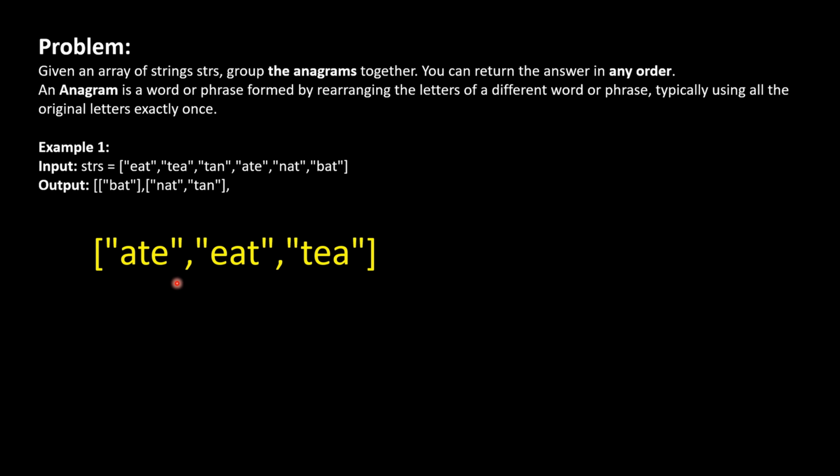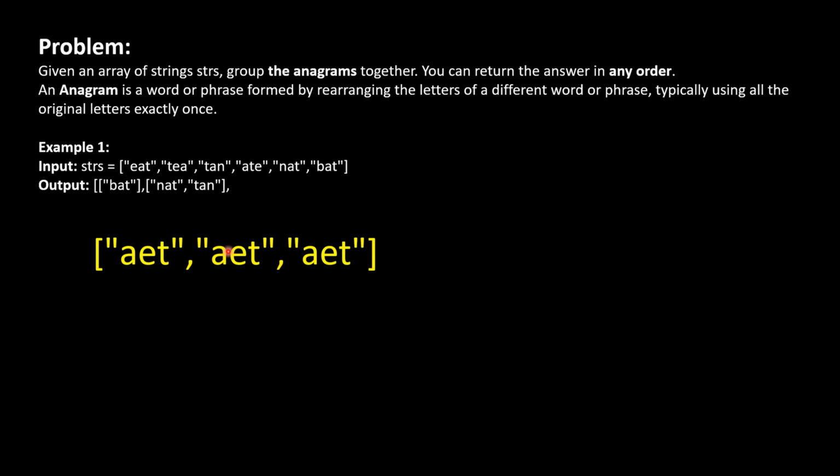So for example, you have the word ate. Let's think, how can we reorder this so it's alphabetical? We organize ate alphabetically, so we have AET. Then for eat, A goes to the beginning, T goes to the end, and so we have AET again. So now when comparing, these are exactly the same, so we know that these are all anagrams of each other.